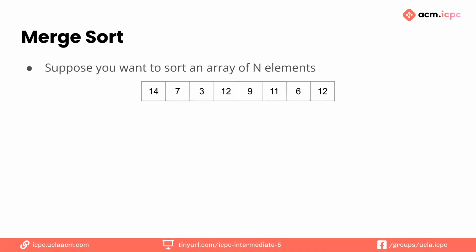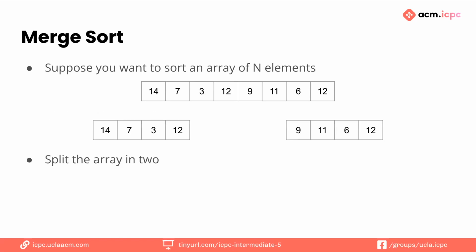With Mergesort, our problem is sorting an array of n elements. In divide and conquer fashion, what we want to do is split this problem into subproblems. Can anyone tell me how you would split this sorting array problem into two smaller problems? Yeah, the first half and the second half. So what we would do is split our array into two, and what we get is these two smaller arrays, and we would sort these arrays.